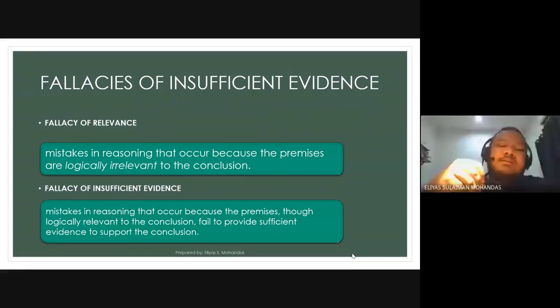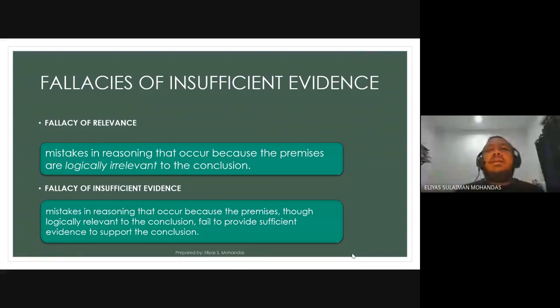Now, fallacy of insufficient evidence: mistakes in reasoning that occur because the premises, although they are logically relevant, fail to provide sufficient evidence to support the conclusion. So, in these 2, you must understand the concept of relevance. One is irrelevant to the conclusion. The other one, they are relevant. However, they lack sufficient evidence.